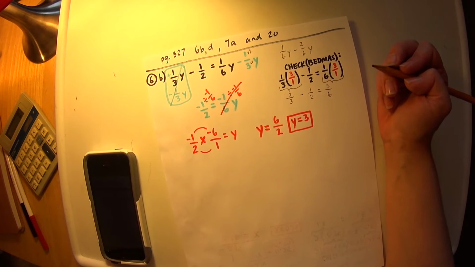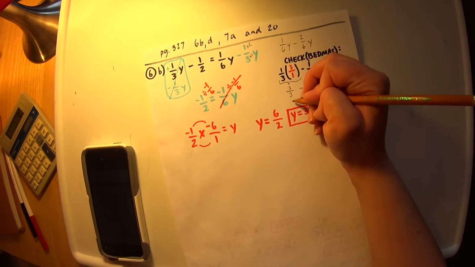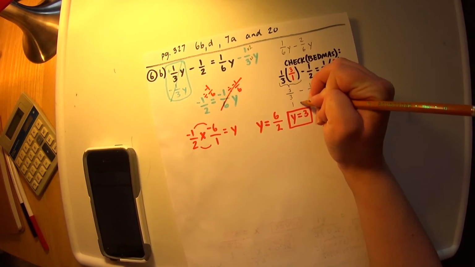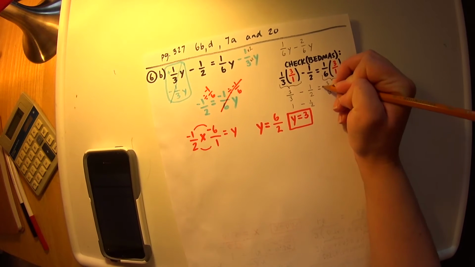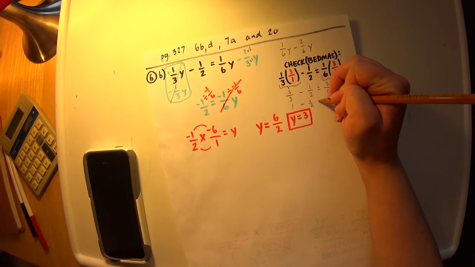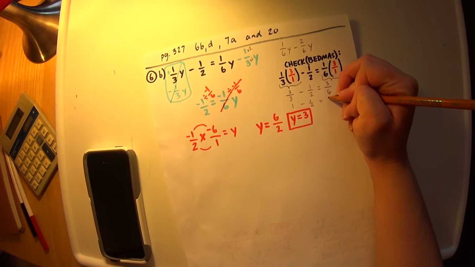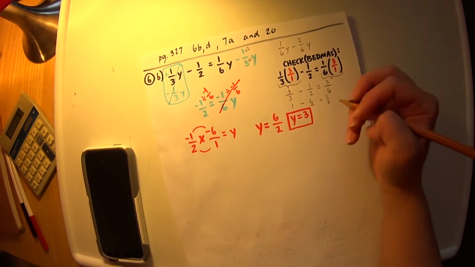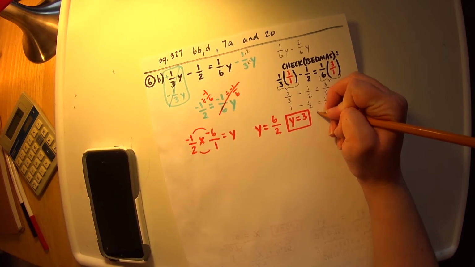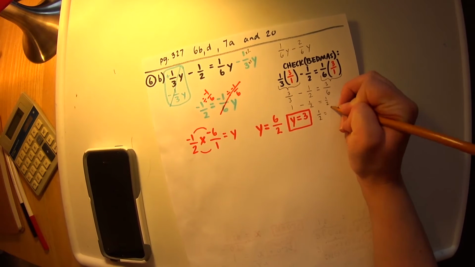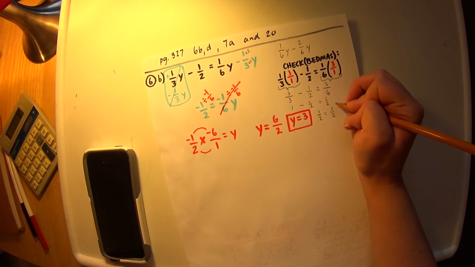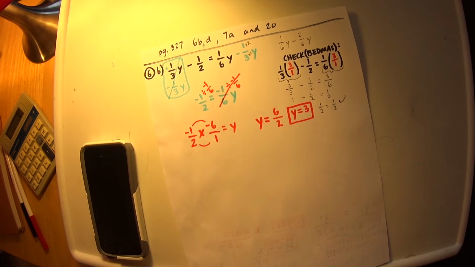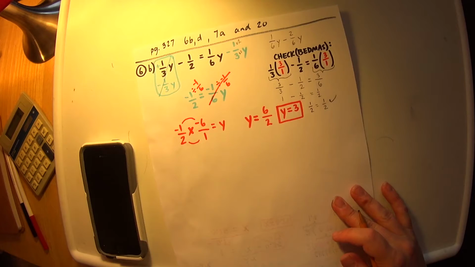So what have I got here? I've got a whole minus a half. And what have I got here? 3 over 6. That's also a half. A whole minus a half, is that a half? Yes, it is. If I have a whole pie and I take away half, I still am left with half. So 1/2 is equal to 1/2. Just like that, I know for sure my answer is correct.